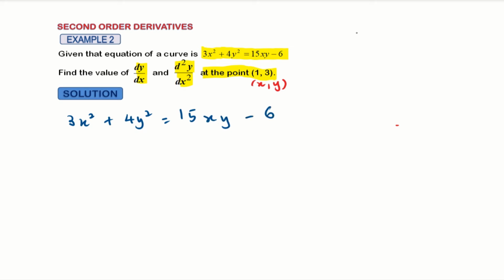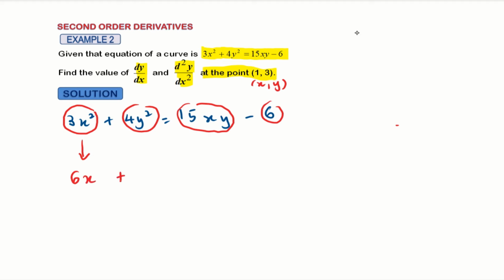So jadi kita ada 4 term kat sini. 3x squared, 4y square, 15xy, and 6. So kita differentiate one by one. So the first one, we differentiate 3x square, we get 6x plus differentiate 4y square, we get 8y dy dx. So we must put dy dx at the back, equal 15xy. This is 15 darab x darab y. So yang ni kena apply product rule.